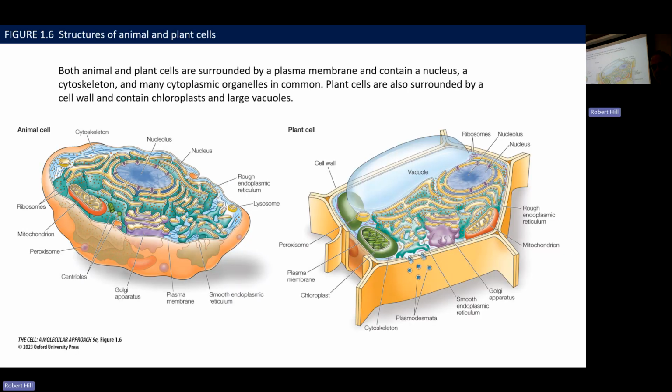All right, here's your generic cartoon of a eukaryotic cell, both a plant and animal cell. I'm sure most of you can probably recognize all these structures by now.